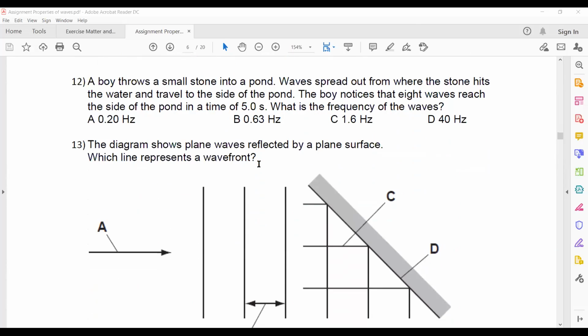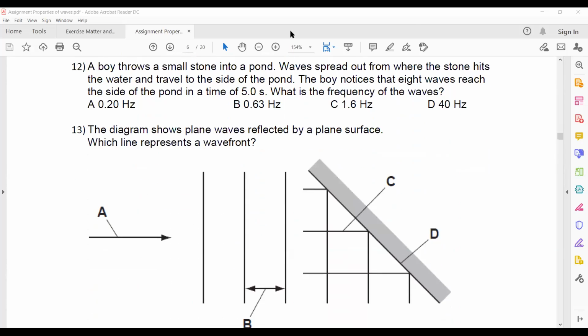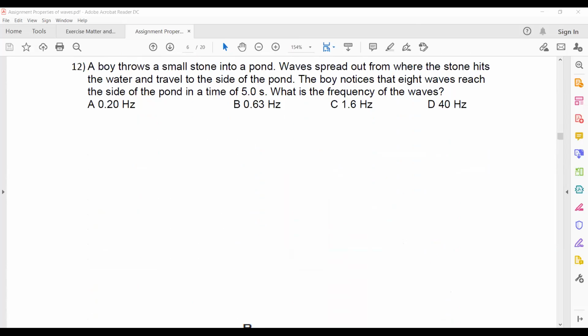Okay, in this question, a boy threw a small stone into a pond. Waves spread out from where the stone hits the water and travel to the side of the pond. The boy noticed that 8 waves reach the side in 5 seconds. What is the frequency?